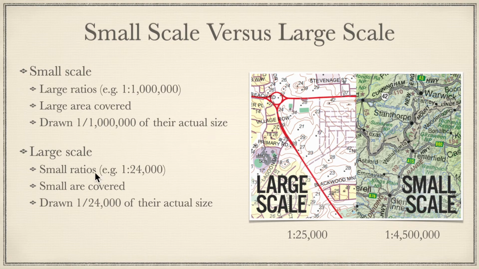It has a small ratio, 1 to 24,000, and maybe even like 1 to 12,000 or something like that. These cover smaller areas, like maybe just a city or a county. And these are drawn, in this case, if it's a 1 to 24,000 map, it's drawn 1/24,000th the actual size. This is actually 1 to 25,000 for this map, and this is actually 1 to 4,500,000 for this map. So this is a very large scale map, and this is a very small scale map.